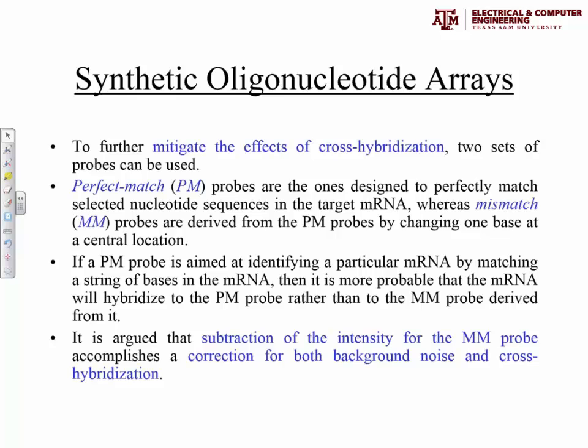And it is argued, and again, it may not be correct, all these are kind of ad hoc, hand-waving arguments, that subtraction of the intensity for the mismatch probe accomplishes a correction for both background noise and cross-hybridization. So again, there is some amount of hand-waving; it's not rigorously shown here.